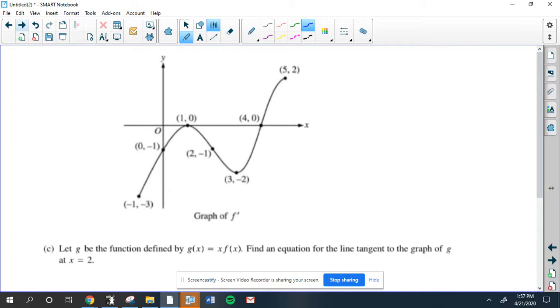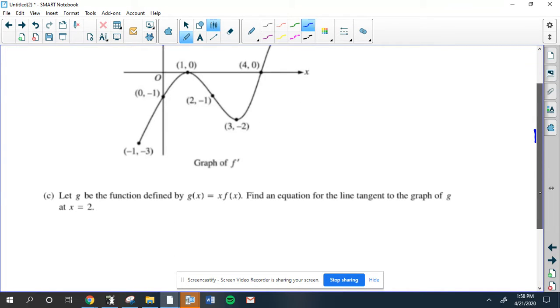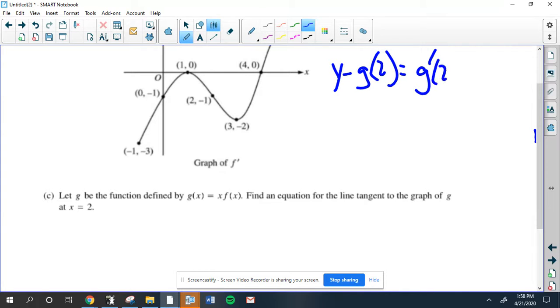For part C, C is very simple because it's the equation of the tangent line. An equation of a tangent line to the graph of g at 2 is very simple. It's y minus g of 2 equals g prime of 2 times x minus 2. It's an equation we've been using the whole year. All you have to do is figure out what g of 2 is. g of 2, that's easy. g of 2 is 2 times f of 2.